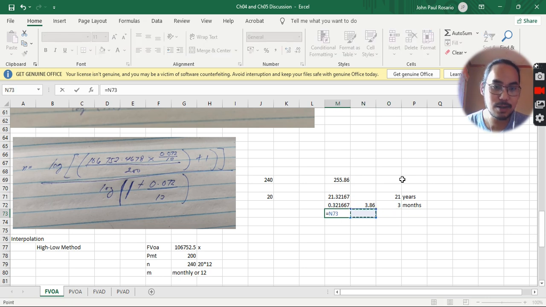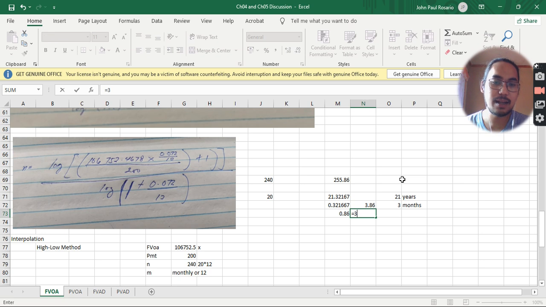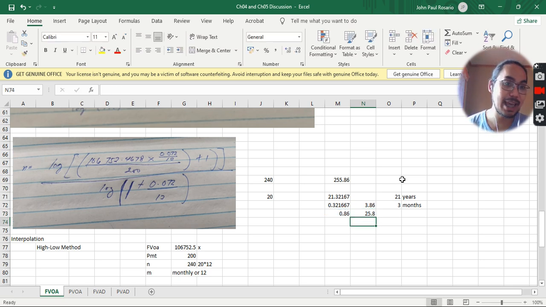And how much do we have left? 0.86. How many days are there in a month? We assume 30. So, that's 30 times like that one. So 25.8, now we round up. So that means 26 days. So how long did it take to accumulate the money? It's 21 years, 3 months, and 26 days.